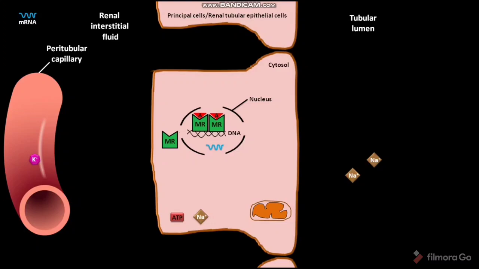The mRNA then moves out of the nucleus and reaches the cytosol. In the cytosol, the mRNA then undergoes translation to produce different types of proteins. Some of the proteins then move to the basolateral membrane of the principal cell and are inserted into it. These proteins are called Na+ K+ ATPase or sodium potassium adenosine triphosphatase.